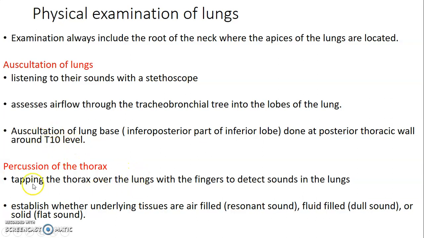We have percussion, where you just tap the thorax with your fingers to detect the type of sound, and that will tell you whether the lungs are filled with air. You'll hear a resonant sound. If the pleural space is filled with fluid, like in pleural effusion, you'll hear a dull sound. And if the lung is consolidated because of pneumonia, it will feel solid. So when you percuss, you'll hear a flat sound.